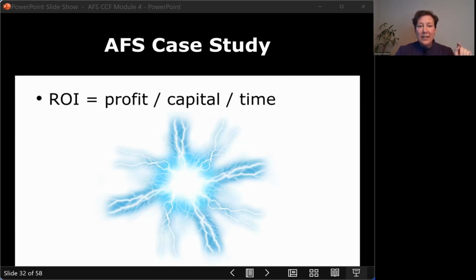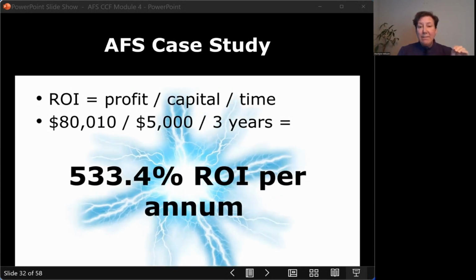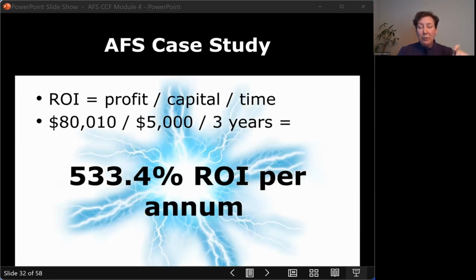Now, let's look at our ROI. Return on investment, of course, is profit divided by capital invested over time. So it was $80,010 in profit divided by $5,000 in capital over 3 years. That means a 533.4% return on investment per year.